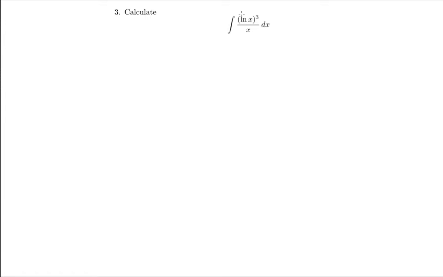The first part of any substitution method question is to figure out what you should be substituting in for. You figure out what u equals. In this case, we're going to choose u equal to ln x. The reason we want to do that is that if you take the derivative of this choice of u, du by dx is actually 1 over x. And you see this 1 over x is actually sitting here.